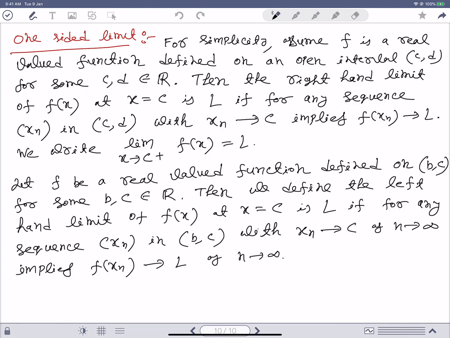So when we talk about a sequence converging to some point, we always assume that n tends to infinity, right? Sometimes I skip that part, but you have to remember that whenever we say xn converges to c or f of xn converges to L, by default n tends to infinity, but sometimes I miss this one.